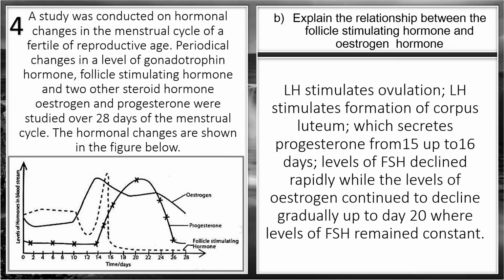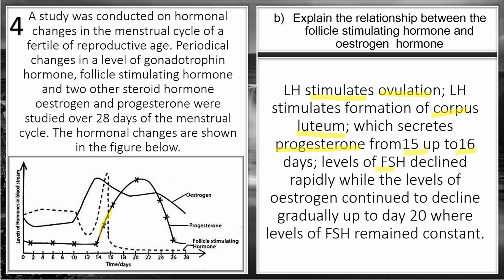So the luteinizing hormone, which has been secreted, stimulates ovulation and it stimulates the formation of the corpus luteum, which secretes progesterone from the 15th to the 16th day. So progesterone from the 15th around here to the 16th day here is being secreted by the Graafian follicle.